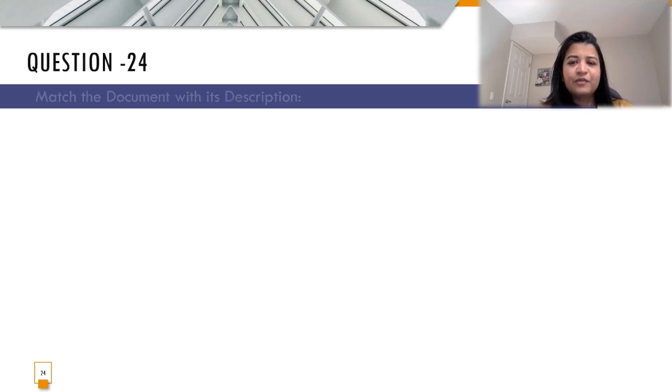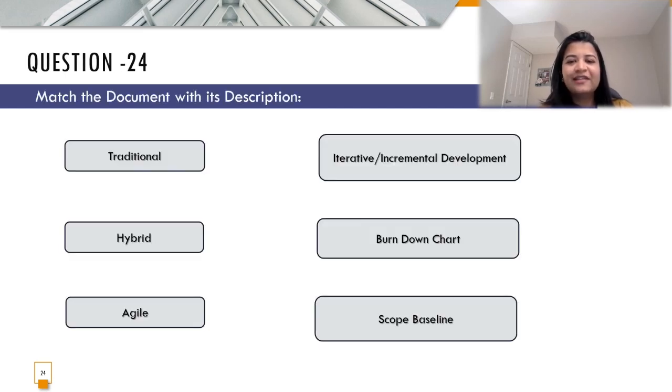Alright, so in question number 24, we are supposed to match these three different styles of project management methodologies with the descriptions given on the right hand side. So here I have agile, hybrid, and traditional, and on the right hand side I have iterative or incremental development, burn down chart, and the scope baseline. Pretty much all of us know that traditional project management focuses on having a scope baseline because there the project is fixed in regards to what needs to be done and when.